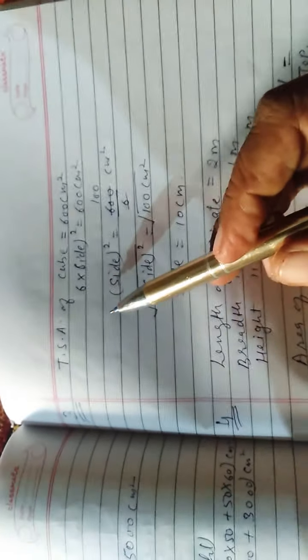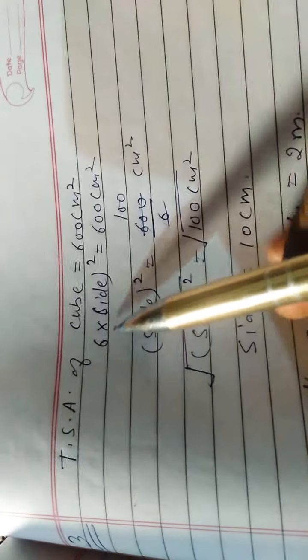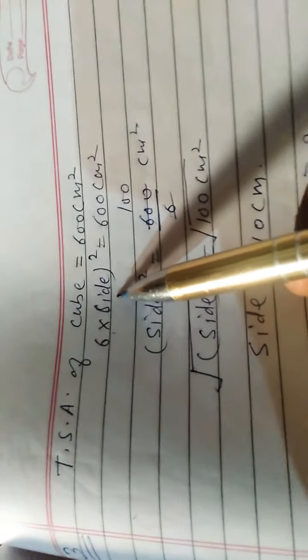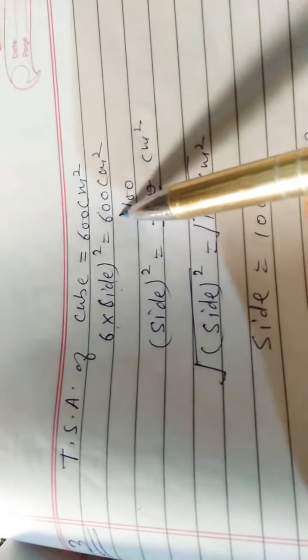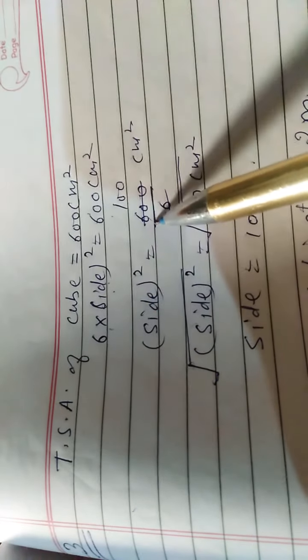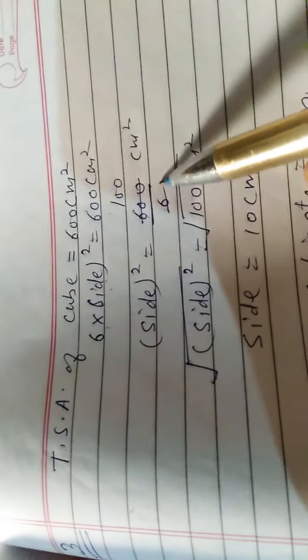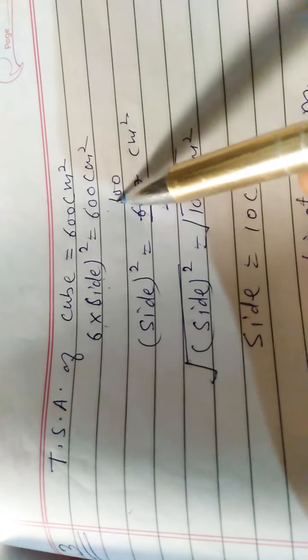Now come to question number 3. We have been given the total surface area of the cube, that is 600 centimeter square, and this will be the same as the formula 6 into side square. We know that the formula of the total surface area of a cube is 6 into side square. This 6 can be transposed from left to right and divide 600. So 6 1s are 6 and 6 goes into 600 a hundred times, that is 100 centimeter square.